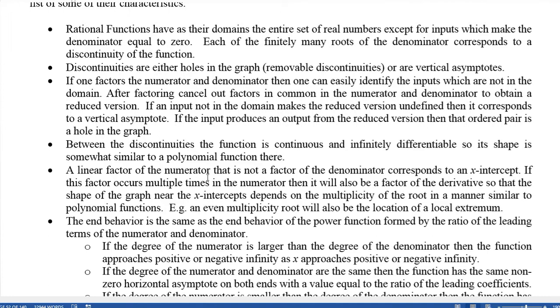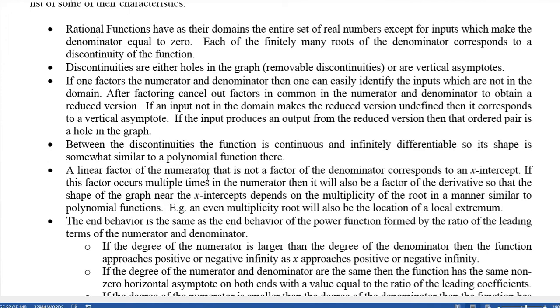No isolated points. If one factors the numerator and the denominator down, then one can easily identify the inputs which are not in the domain. They're the ones that make each of the factors in the denominator 0. After you factor, identify the points that make the denominator 0, and those are the things that are not in the domain. They'll either be the places where we have holes in the graph or vertical asymptotes.